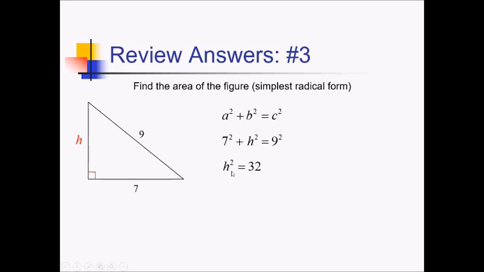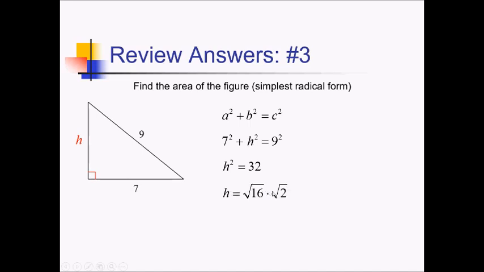Now eventually I'm going to have to get the area in simplest radical form. So I'm going to go ahead and put this in simplest radical form after I square root both sides. So I can write h equals, and now the biggest perfect square that goes into 32 is 16. 16 times 2. So we've got the square root of 16 times the square root of 2.